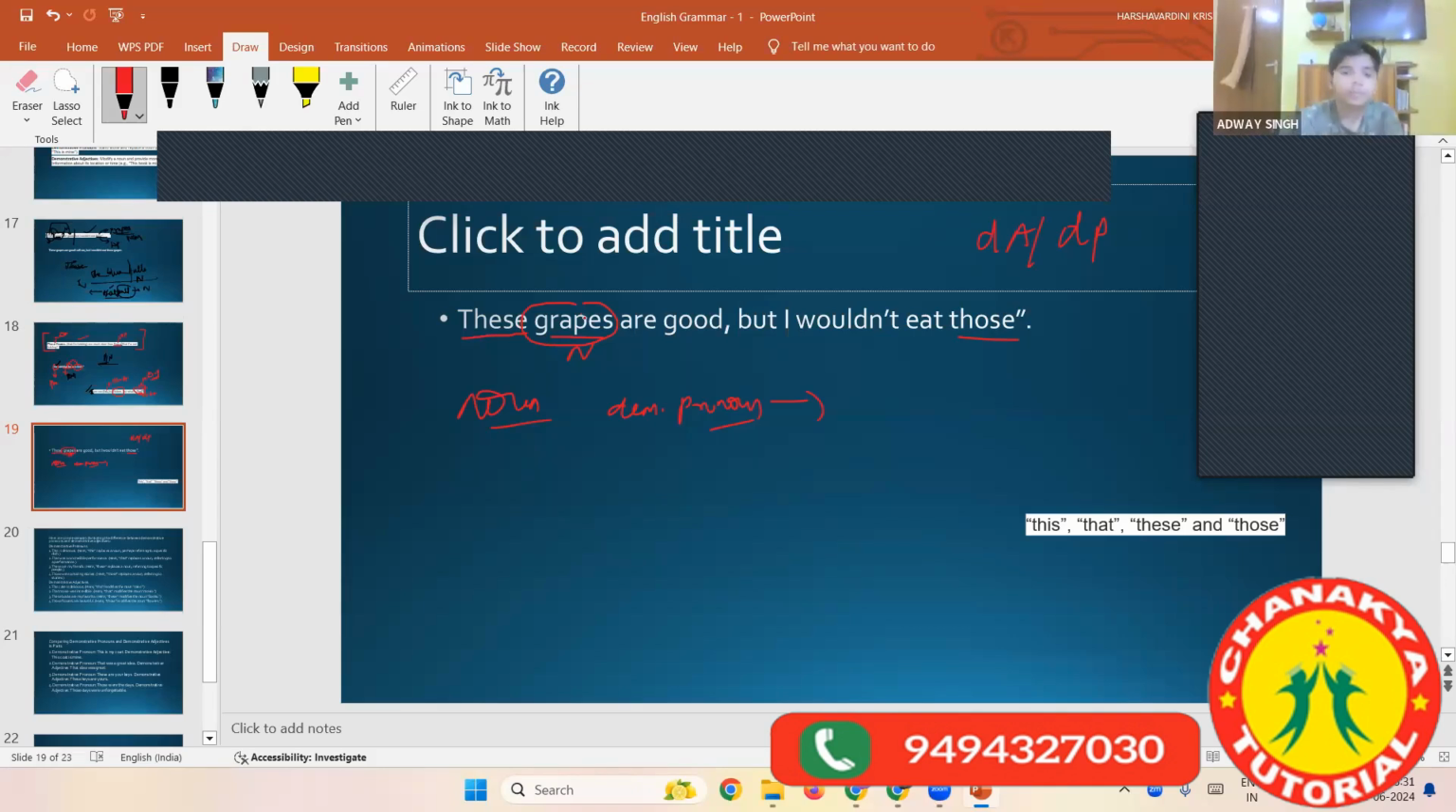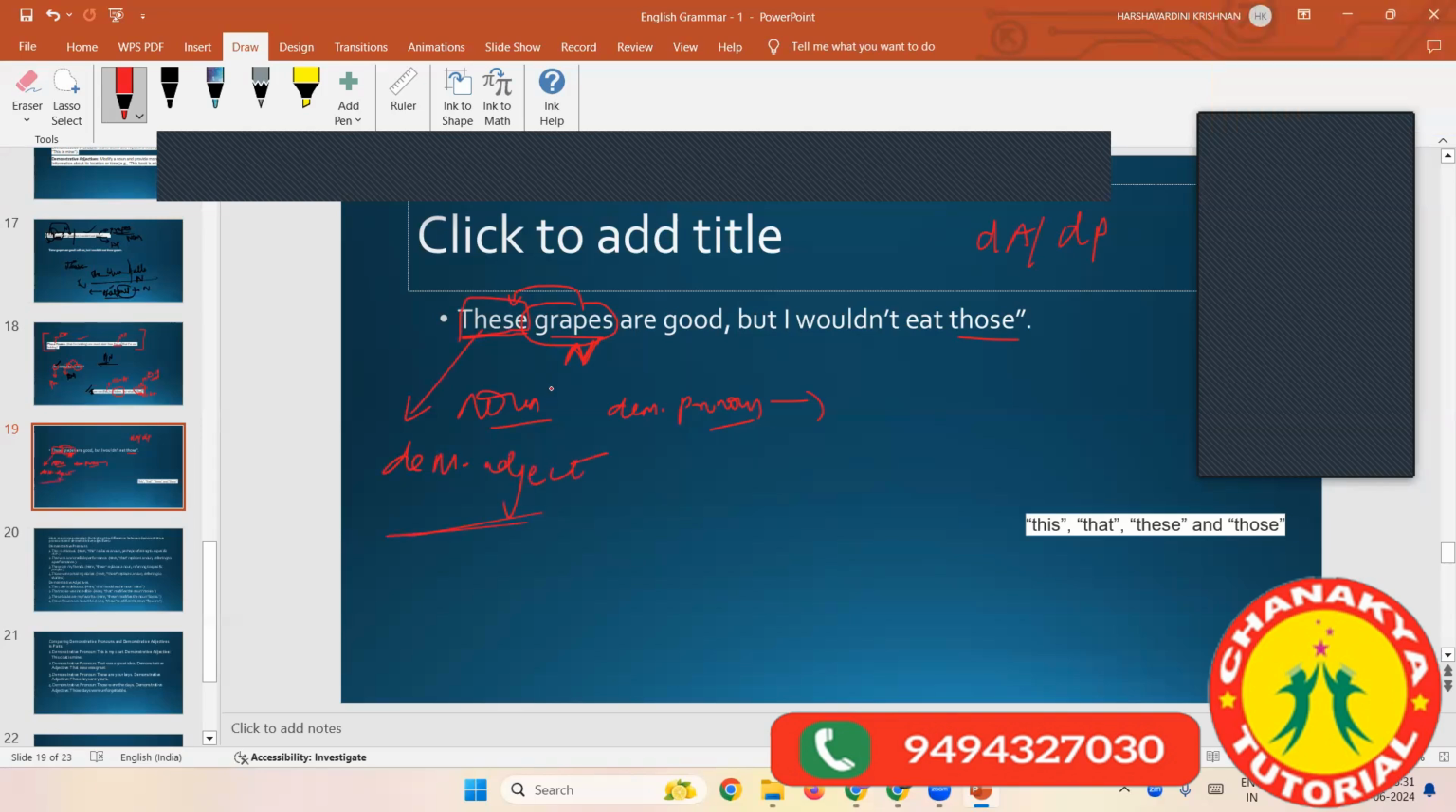Yes. So still we have these. We don't want to replace the grapes because we already have the noun in the sentence. We don't want to replace the noun, but still we have this. So it cannot be a demonstrative pronoun. It should be a demonstrative adjective only. Right? Now did you get how I'm telling it's a demonstrative adjective?